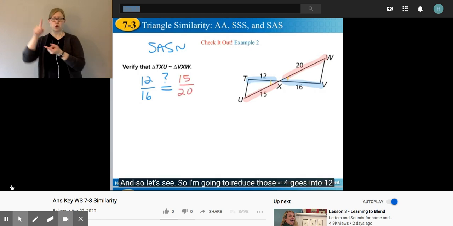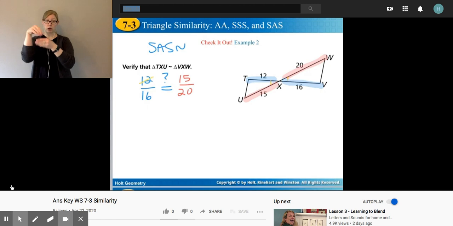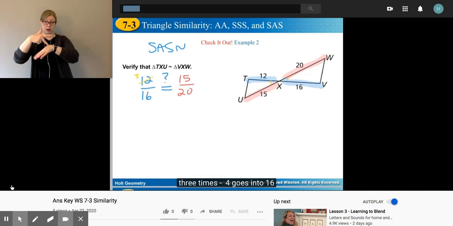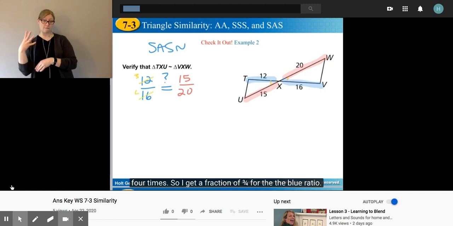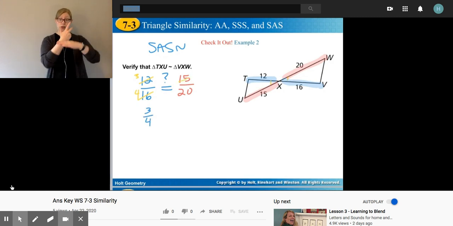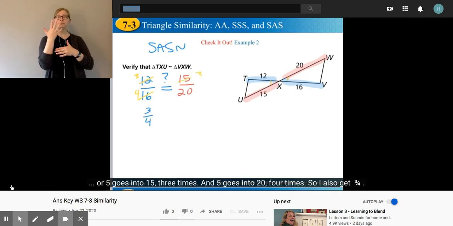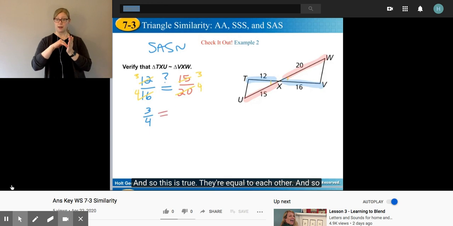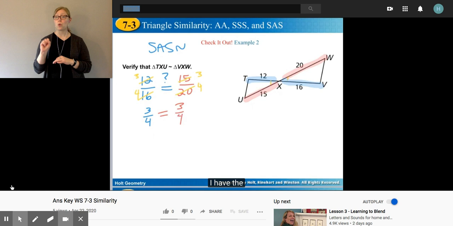So let's see. I'm going to reduce those. 4 goes into 12 3 times. 4 goes into 16 4 times. So I get a fraction of 3/4 for the blue ratio. And for the red ratio, 5 goes into 15 3 times, and 5 goes into 20 4 times. So I also get 3/4. And so this is true. They're equal to each other. And so I have the two sides are in proportion.